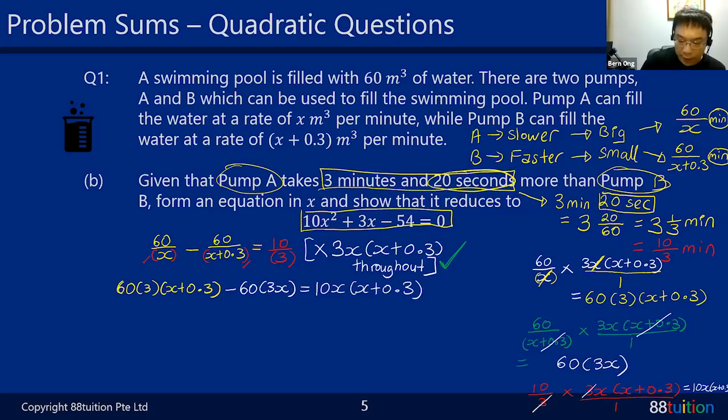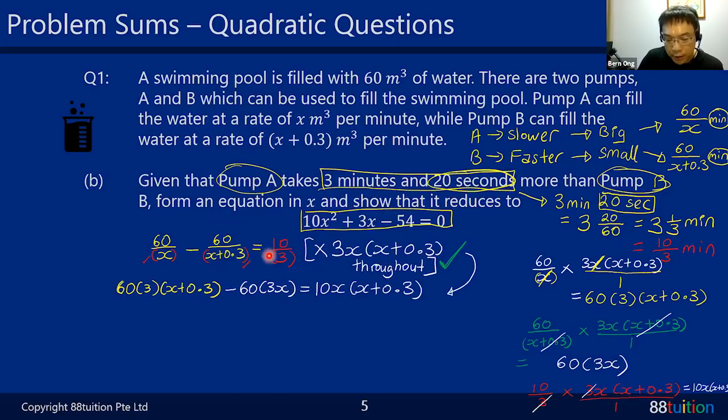From here, in school, usually I will do it here and immediately write this down already. I will ask myself, 60 over x, what am I short of? I already have the x. I'm short of the 3 and the x plus 0.3. So I put 60, 3, x plus 0.3. Then I look at the second fraction here, 60 over x plus 0.3. X plus 0.3, I already have that, I don't want that already. I'm short of 3x. So simply 60 times 3x.